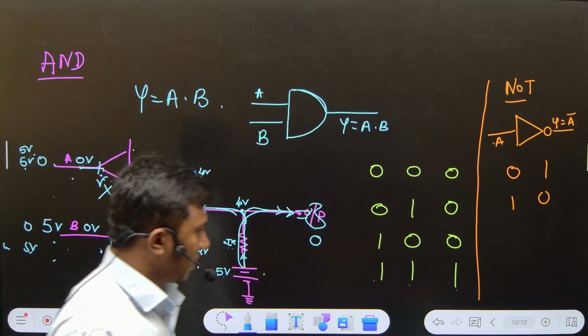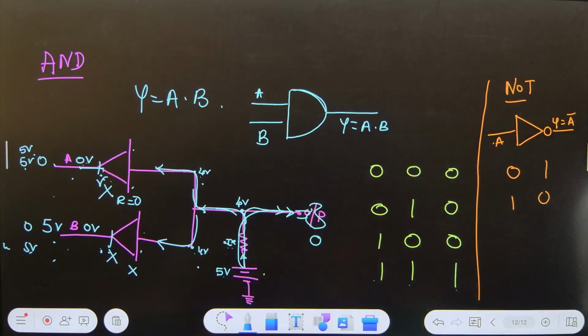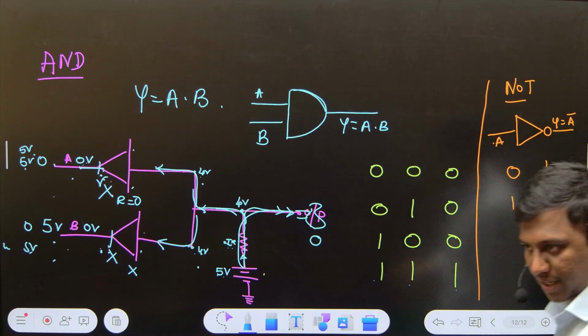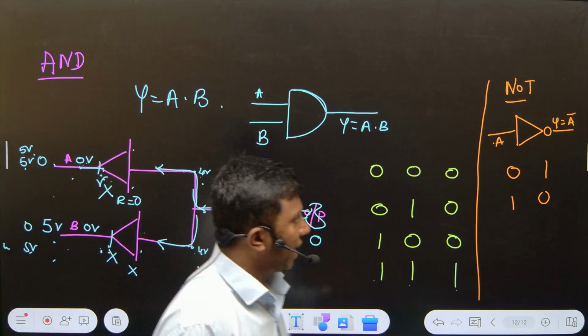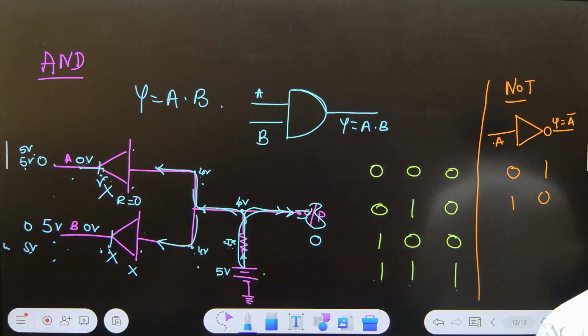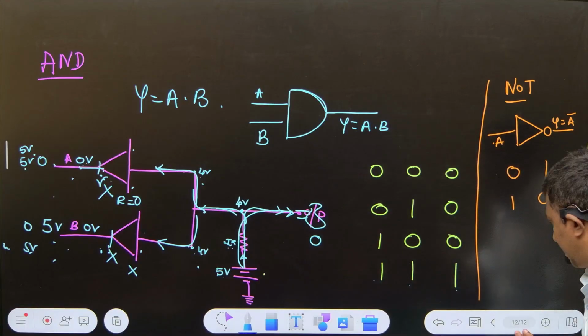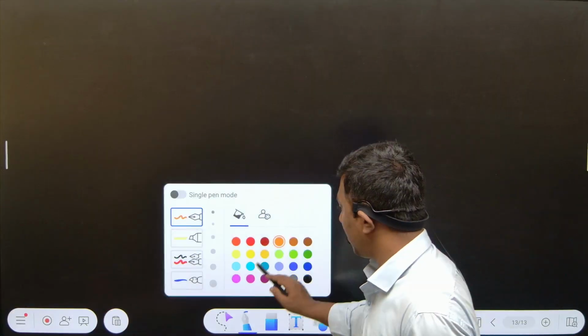Next, these three are fundamental gates, like fundamental physical quantities. Length, mass, time are fundamental quantities. With the help of mass, length and time, we can derive velocity, acceleration, force, work, energy, gravitational field, electric field, all those things. In the same way, OR gate, AND gate and NOT gate are fundamental.